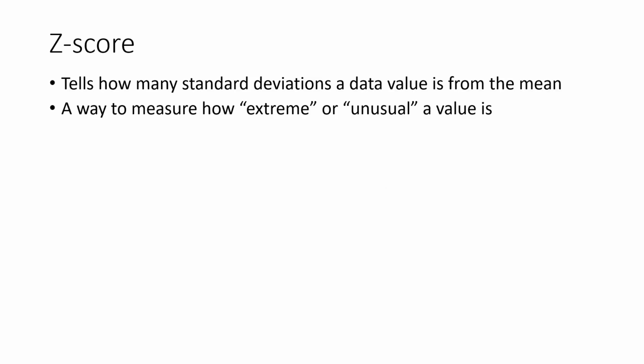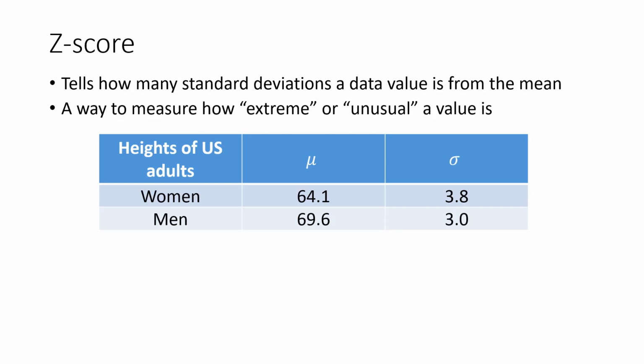A z-score tells how many standard deviations a data value is away from the mean. It's a way to measure how extreme or unusual a value is. For example, let's take this chart of information about the mean and standard deviation of the heights of US adults, women and men. Sorry, I don't have data on the mean and standard deviation of the heights of non-binary US adults.